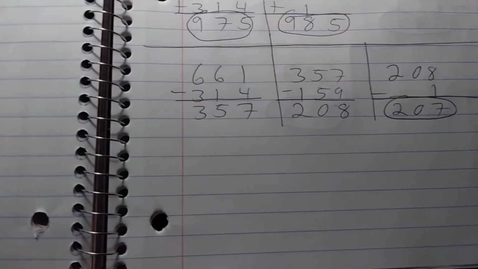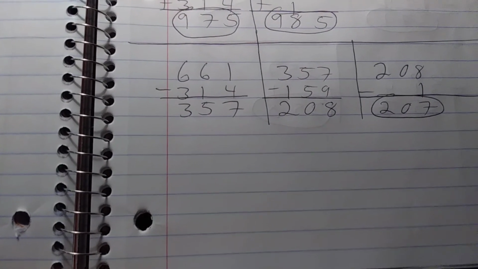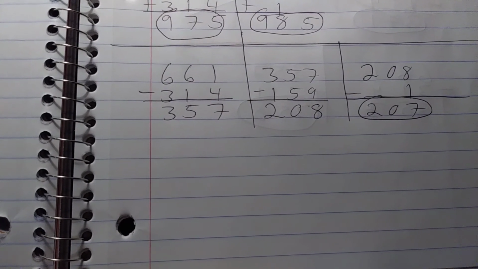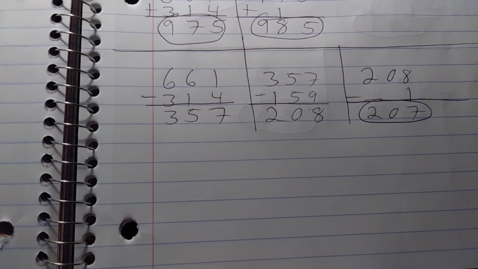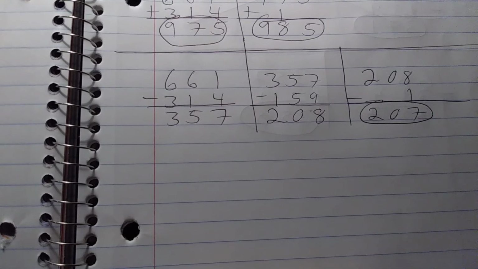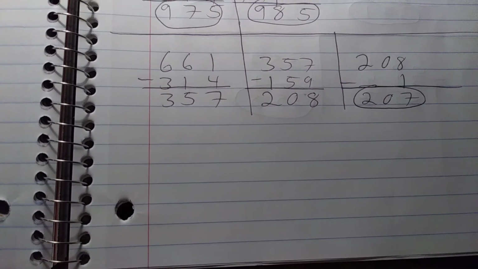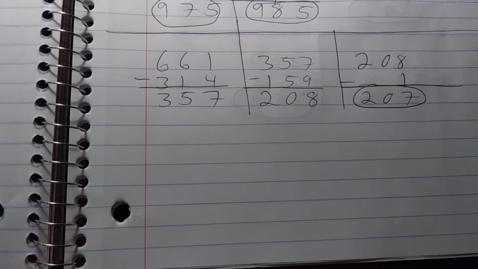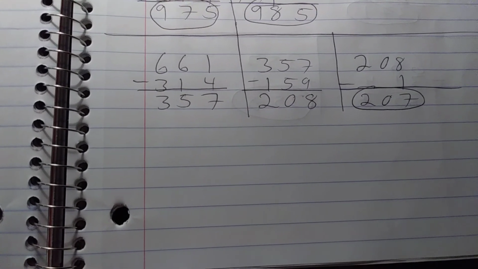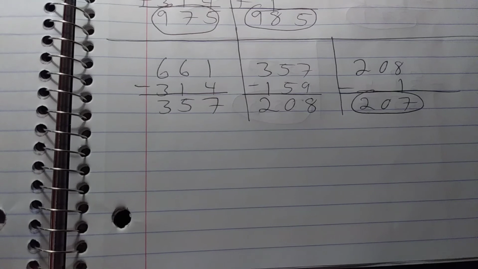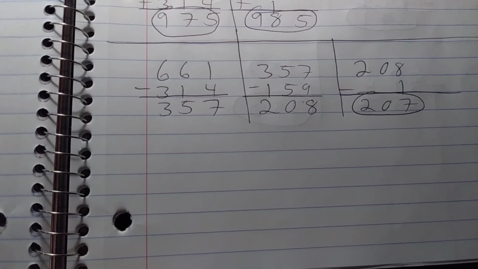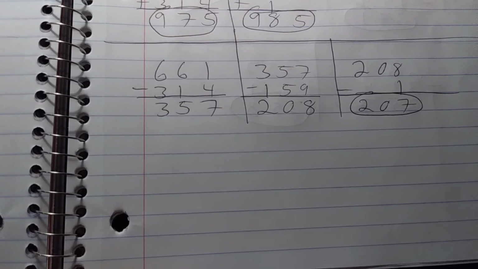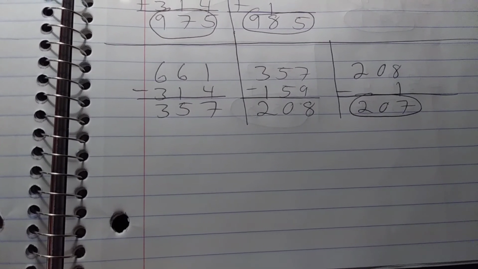And then 661, subtract off the 314, so 11 minus 4 is 7, 6 minus 1 is 5, and 6 minus 3 is 3, so 357. Subtract off 159, so 17 minus 9 is 8, 5 minus 5 is 0, and then 3 minus 1 is 2. And then you're going to take off 1 from that last digit. So 208 minus 1 is 207.